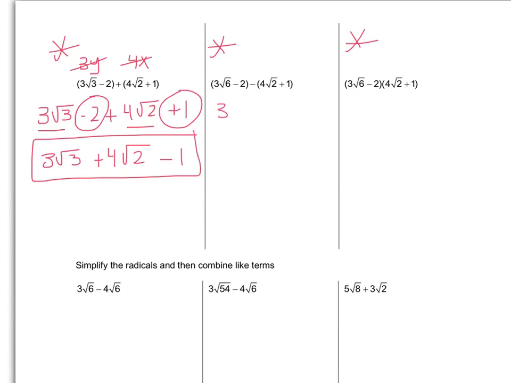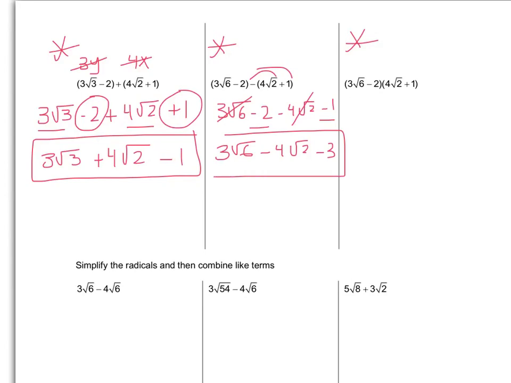Now, you distribute the negative, so it would be negative 4 radical 2 and negative 1. Again, let's combine like terms. This is all alone. This is all alone. You cannot combine those two because they are different radicals. Negative 2 minus 1 would be a negative 3, and that would be your final answer.